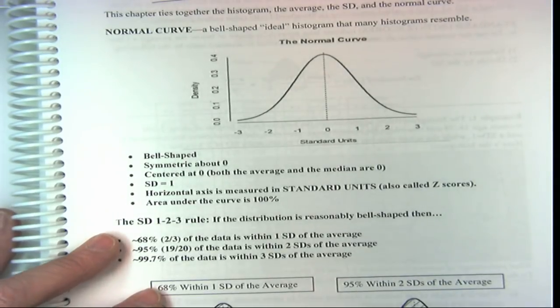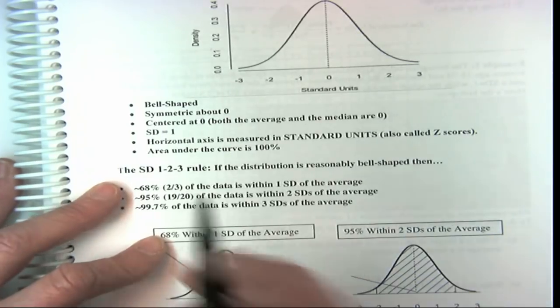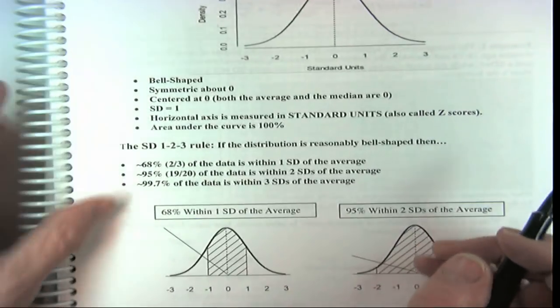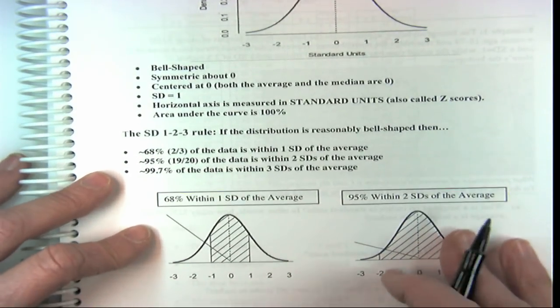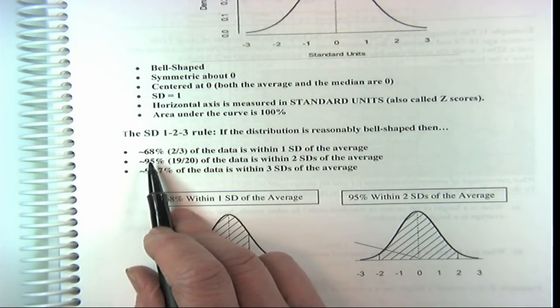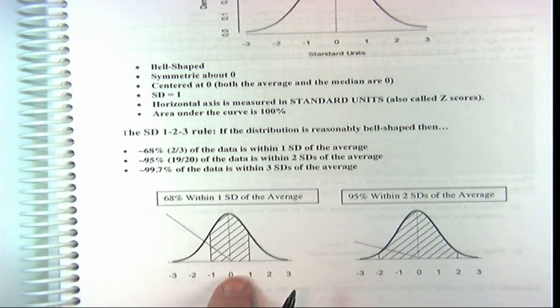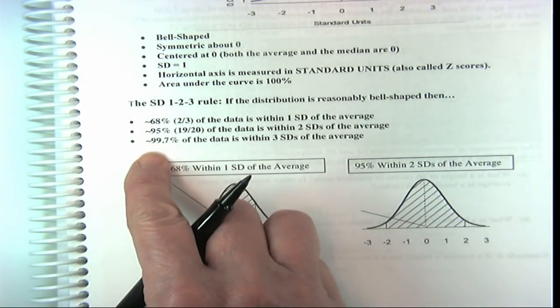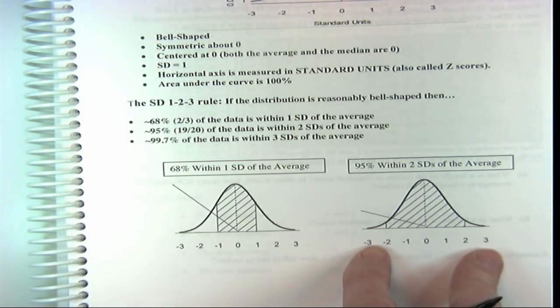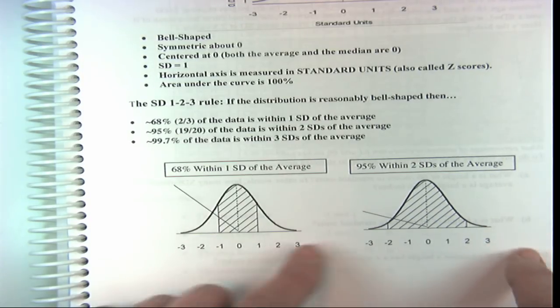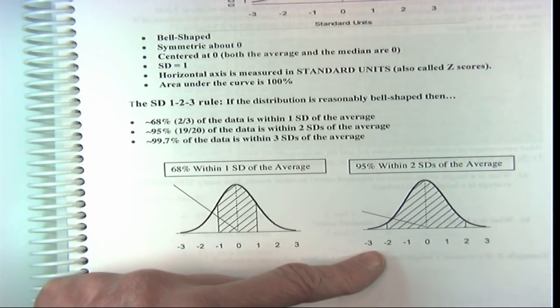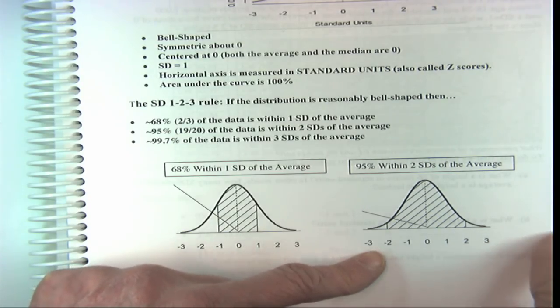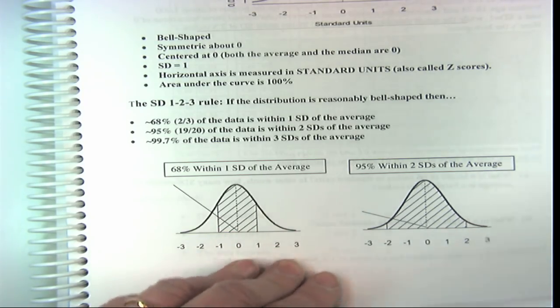Now there's a handy rule here, this 1, 2, 3 rule that you're going to be using all the time, that says that about 68% of the data is within one standard deviation of the average, and about 95% is within 2, and almost all of it is within 3 and -3. So outliers would be extreme data points, like if you're more than 3 standard deviations above average in height, or IQ, or anything like that, you're an outlier. You're very tall.